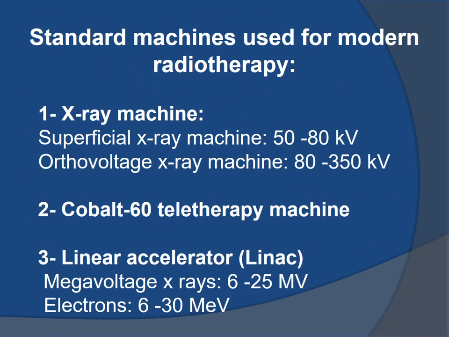Radiotherapy machines which deliver the radiotherapy beams may be X-ray machines, cobalt-60 machines which depend on a natural radioactive source, and linear accelerator machines which produce gamma rays and also produce an electron beam, while cobalt-60 produces only gamma rays.